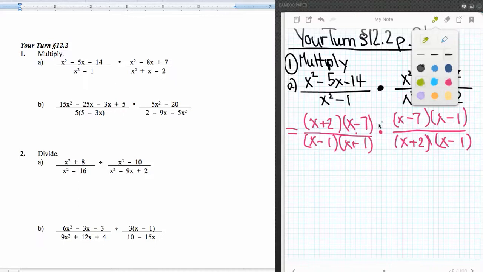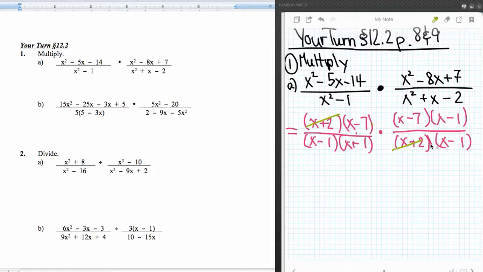Now I can get to the canceling part. So I have this x plus 2 here. We'll cancel with that x plus 2 there. And then x minus 7. There are no x minus 7s here. Remember, we can't cancel when they're both in the numerators. X minus 7, I've already checked that out. And an x minus 1 here with one of these x minus 1s here. Remember, you can only do 1 for 1. You can't cancel this x minus 1 with both this one and this one. It doesn't work that way.